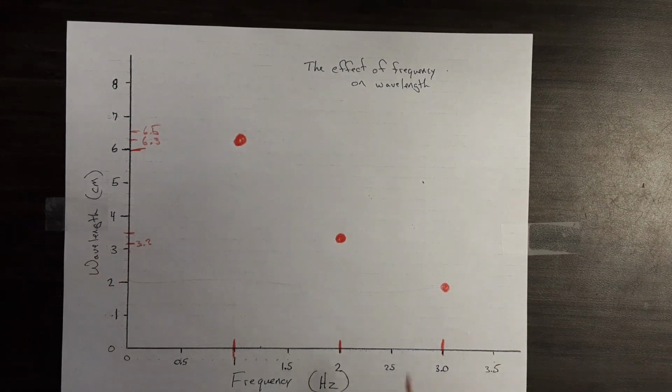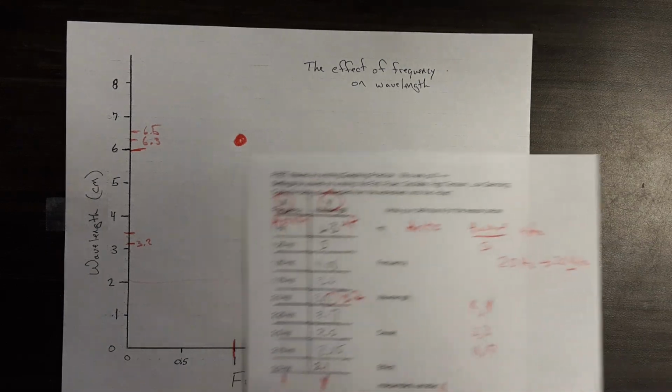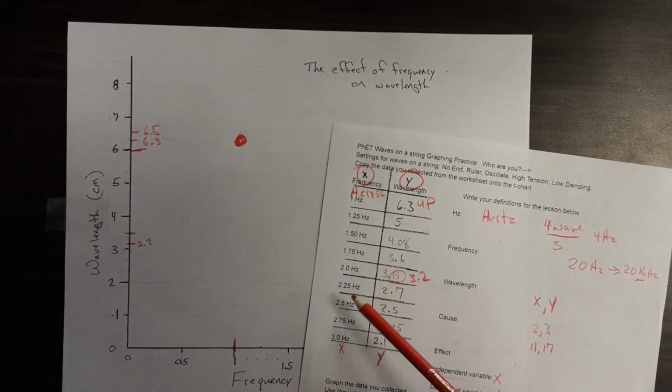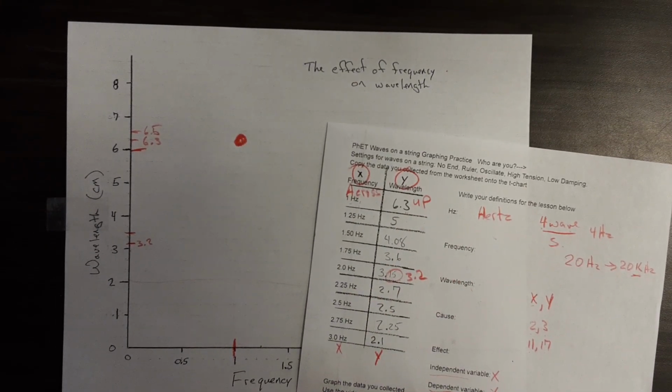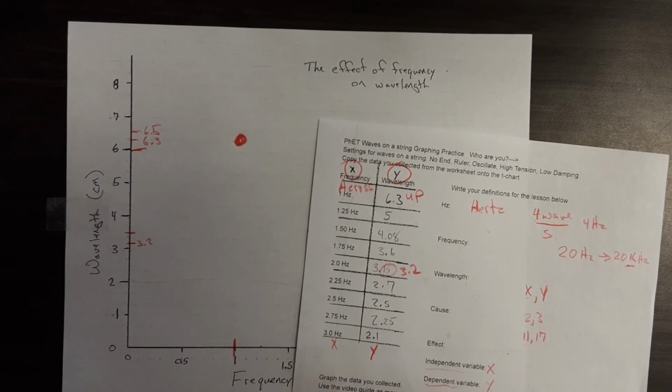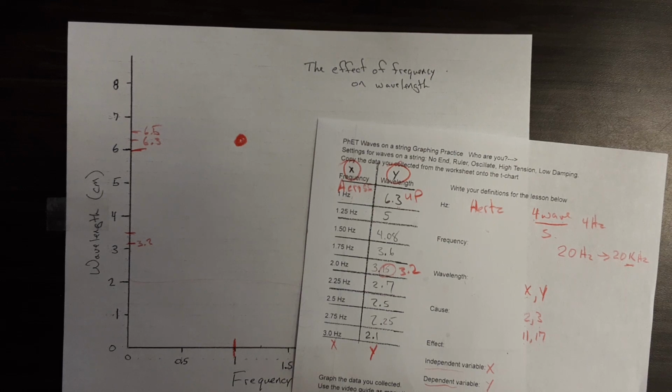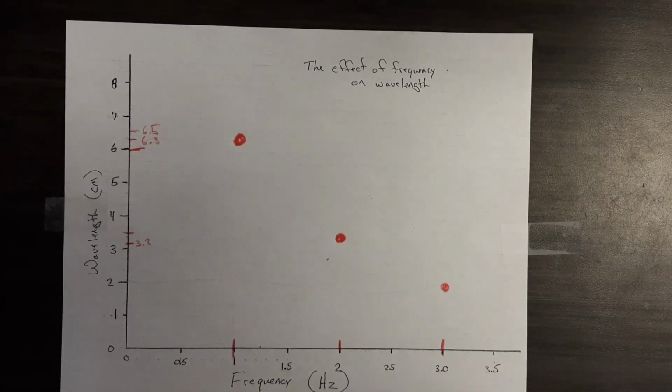Okay. I'm going to do 2 more places on this, and then I'm going to let you have the opportunity to do some more graphing. And remember, your numbers are probably slightly different than this anyway. But all I'm really interested in doing is finding the pattern. What happens when we change the frequency to the wavelength?